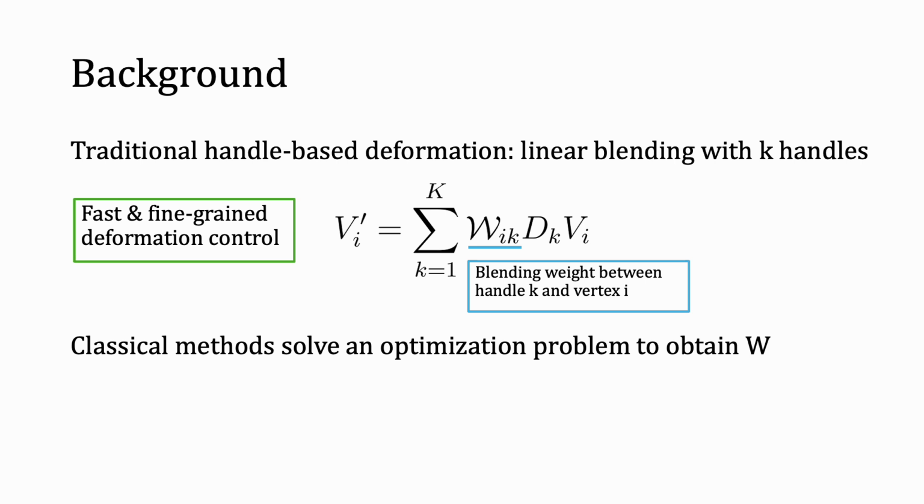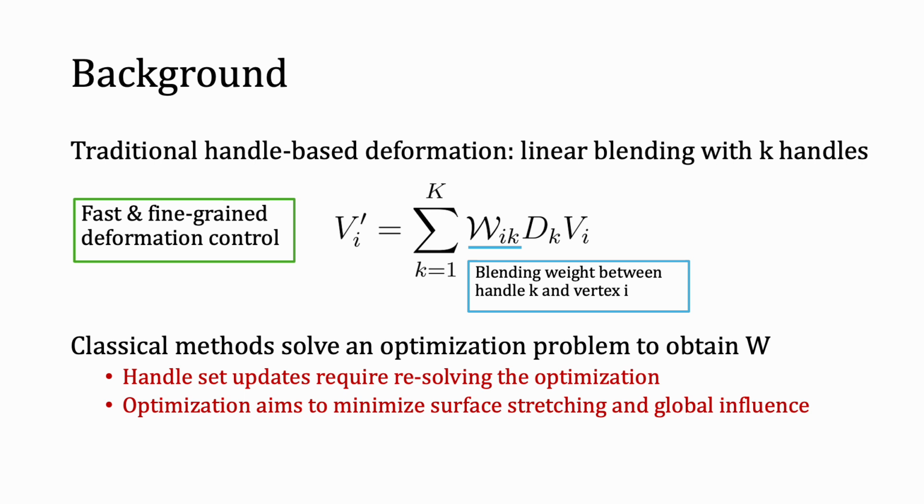Importantly, the optimization problem is solved for a specific set of K handles. What this means is that handle set updates always require re-solving the optimization problem, which is expensive and scales poorly with mesh resolution. Furthermore, the energies are usually distortion-based, which means the optimization aims to minimize surface stretching and constrains each handle to have local influence over the surface.